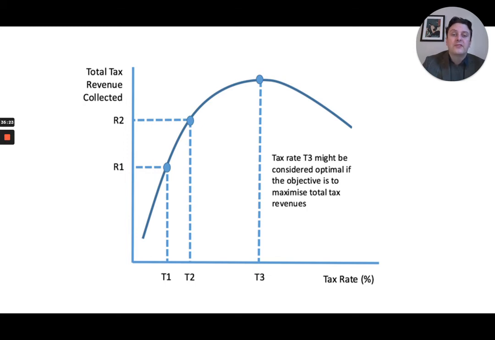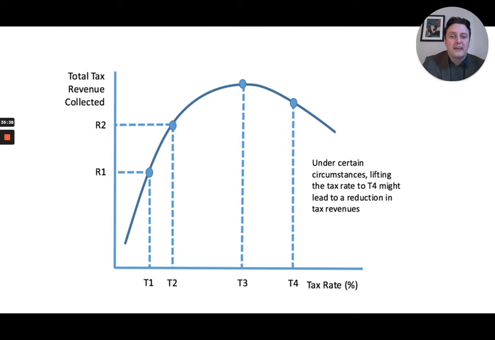Now, if we increase it to T3, this may be the optimal level of tax on cigarettes, because the government gains the most revenue from this level of tax. But after the tax reaches a certain point, the amount of tax raised will start to decrease, and that's because the demand for that product, for tobacco, will decrease.